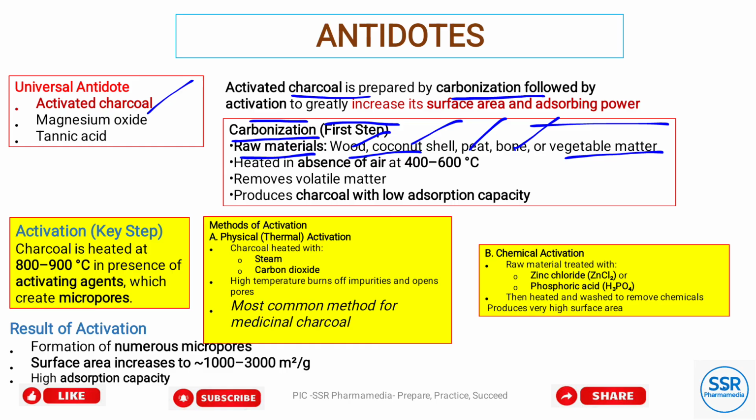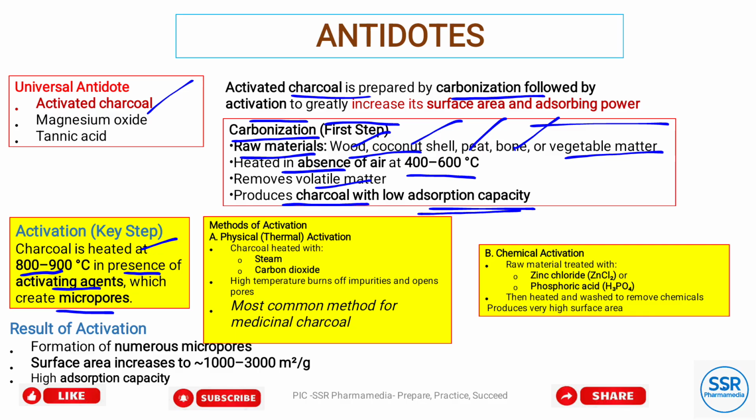Next, this raw material is heated in the absence of air at 400 to 600 degrees Celsius, which removes all volatile matter and produces charcoal with low absorption capacity. Next, this charcoal is heated at 800 to 900 degrees Celsius in the presence of an activating agent, which creates micropores.